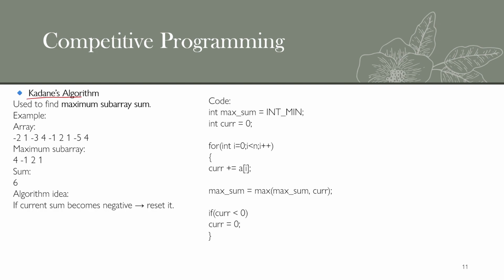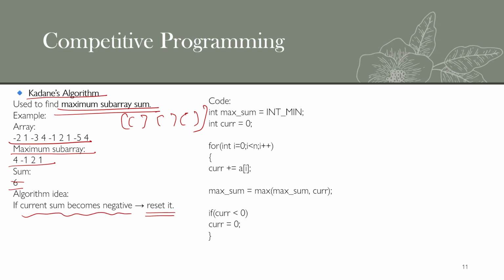Now this is Kadane's algorithm. It is used to find the maximum sub-array sum. Let's suppose you have an array. The maximum sub-array is this and your sum will be 6. If current sum becomes negative, you reset it. That is the idea behind the algorithm.